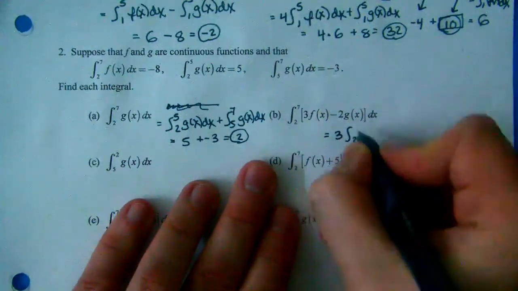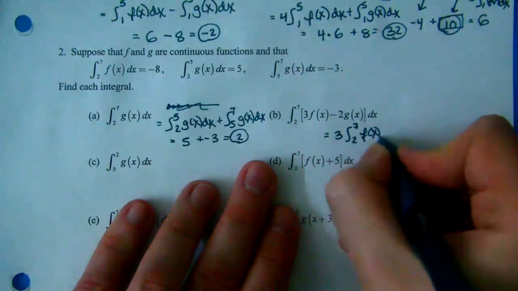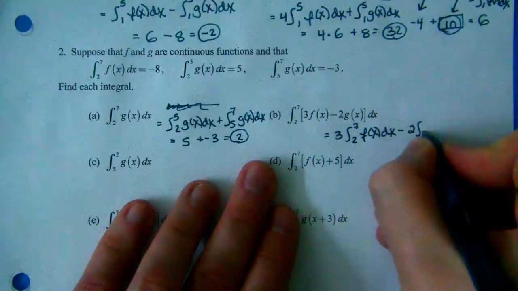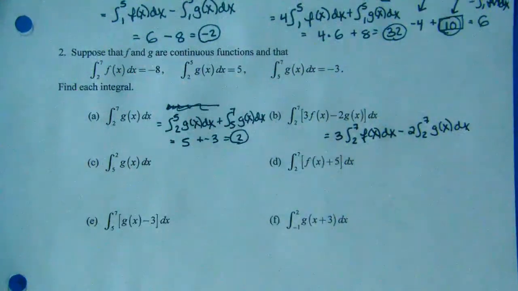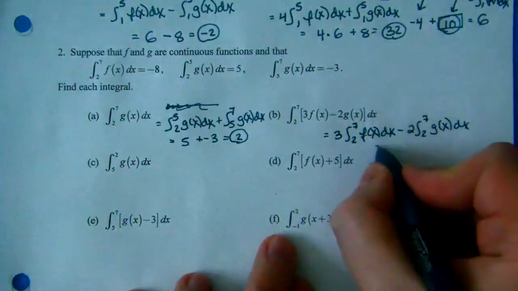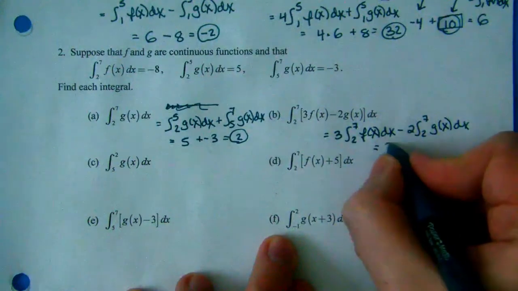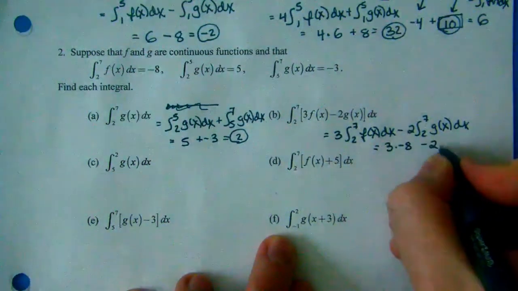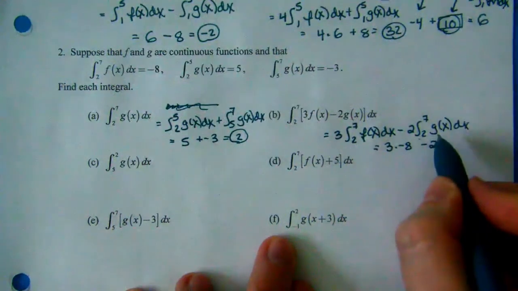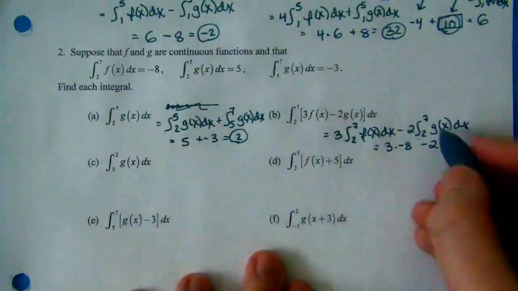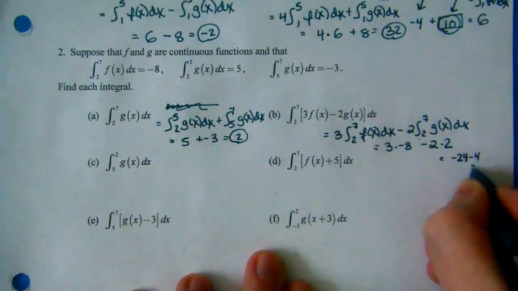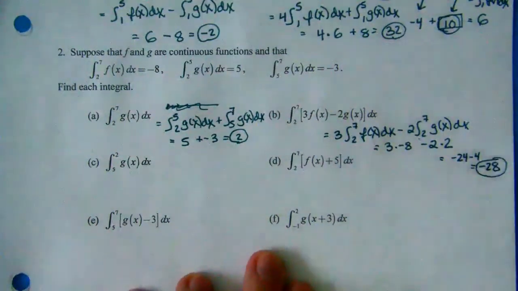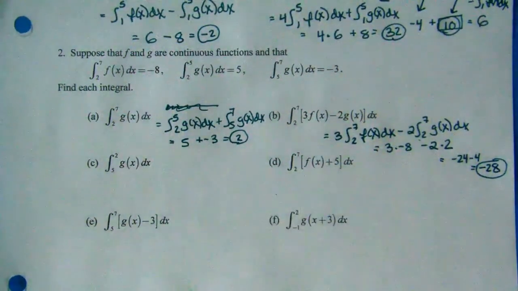Three times the integral from 2 to 7 of f of x dx minus 2 times the integral from 2 to 7 of g of x dx. Let's see here. Okay, 3 times the integral of f of x dx from 2 to 7, that's 3 times negative 8. Minus 2 times, well, I know this integral from what I already calculated in letter A, I'm going to get a 2 there. This will give me negative 24 minus 4. I'm getting negative 28 for that one. Try letter C.